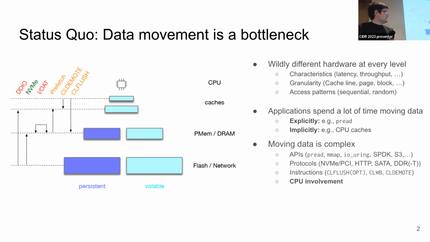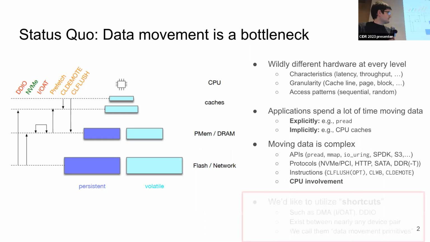And this is a complex thing, right? So we have lots of different APIs that can move that kind of data. They use different protocols to do that. We even have some kind of eclectic instructions to manipulate the cache to move data there as well. And what all of these principles mostly have in common is that they involve the CPU quite a lot. So it can be really taxing on the CPU as well.